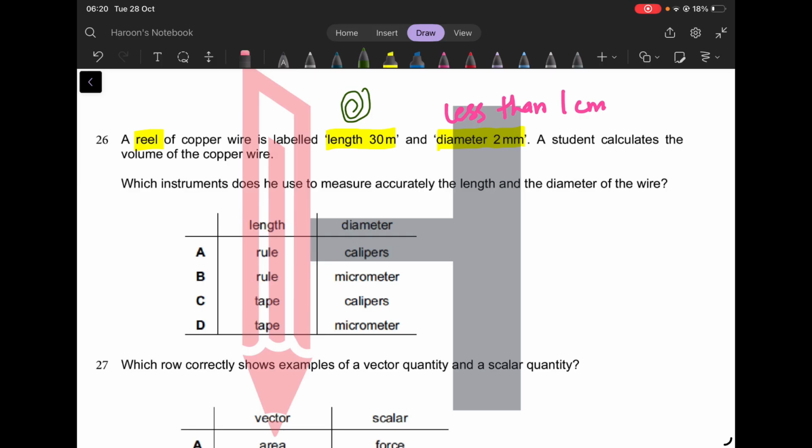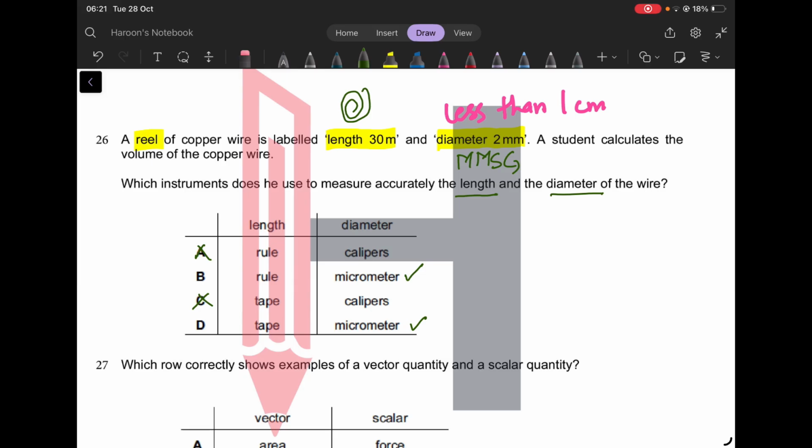A student calculates the volume of the copper wire. Which instruments does he use to measure accurately the length and the diameter of this particular wire? So for diameter, you can see micrometer screw gauge, less than 1 centimeter. The most accurate tool would be micrometer screw gauge. That way, either B or D is the correct answer. We can already cancel out A and C.